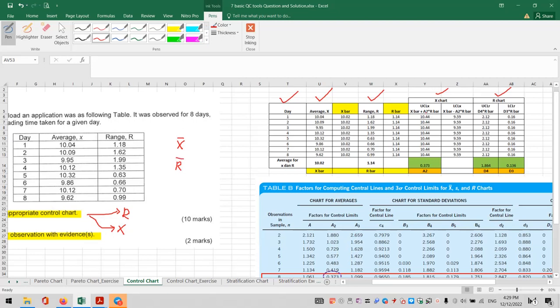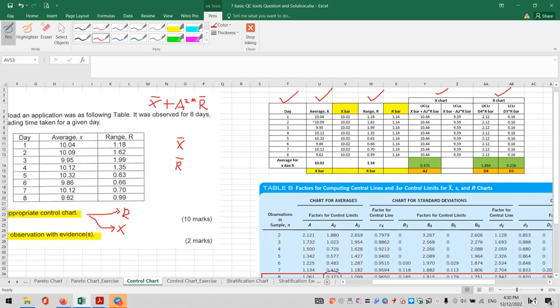So actually if you want to write down the formula for UCL, upper control limit, it is X bar plus A2 times R bar. Okay. Same goes for the lower control limit. So you just substitute the plus symbol with the minus symbol. Okay.